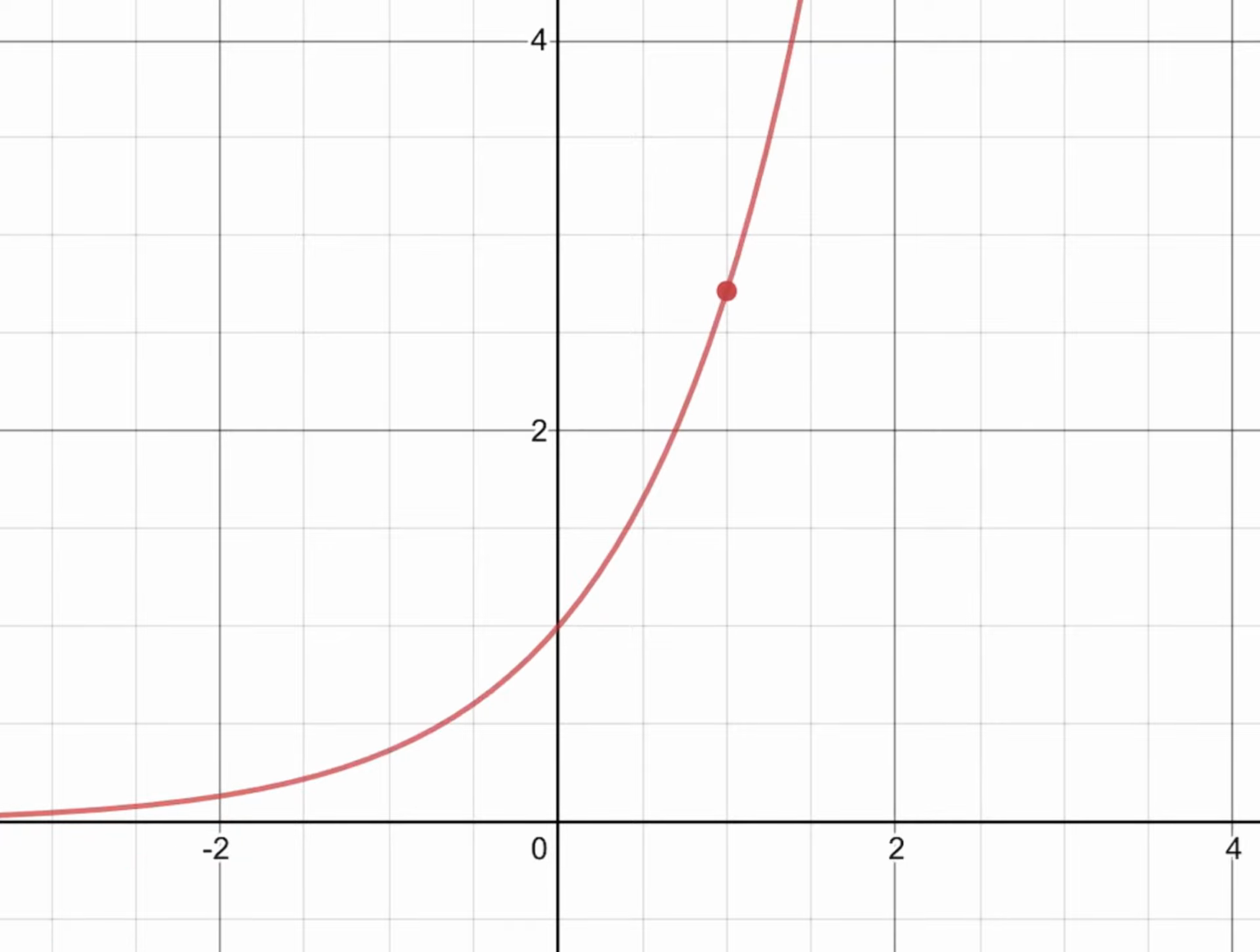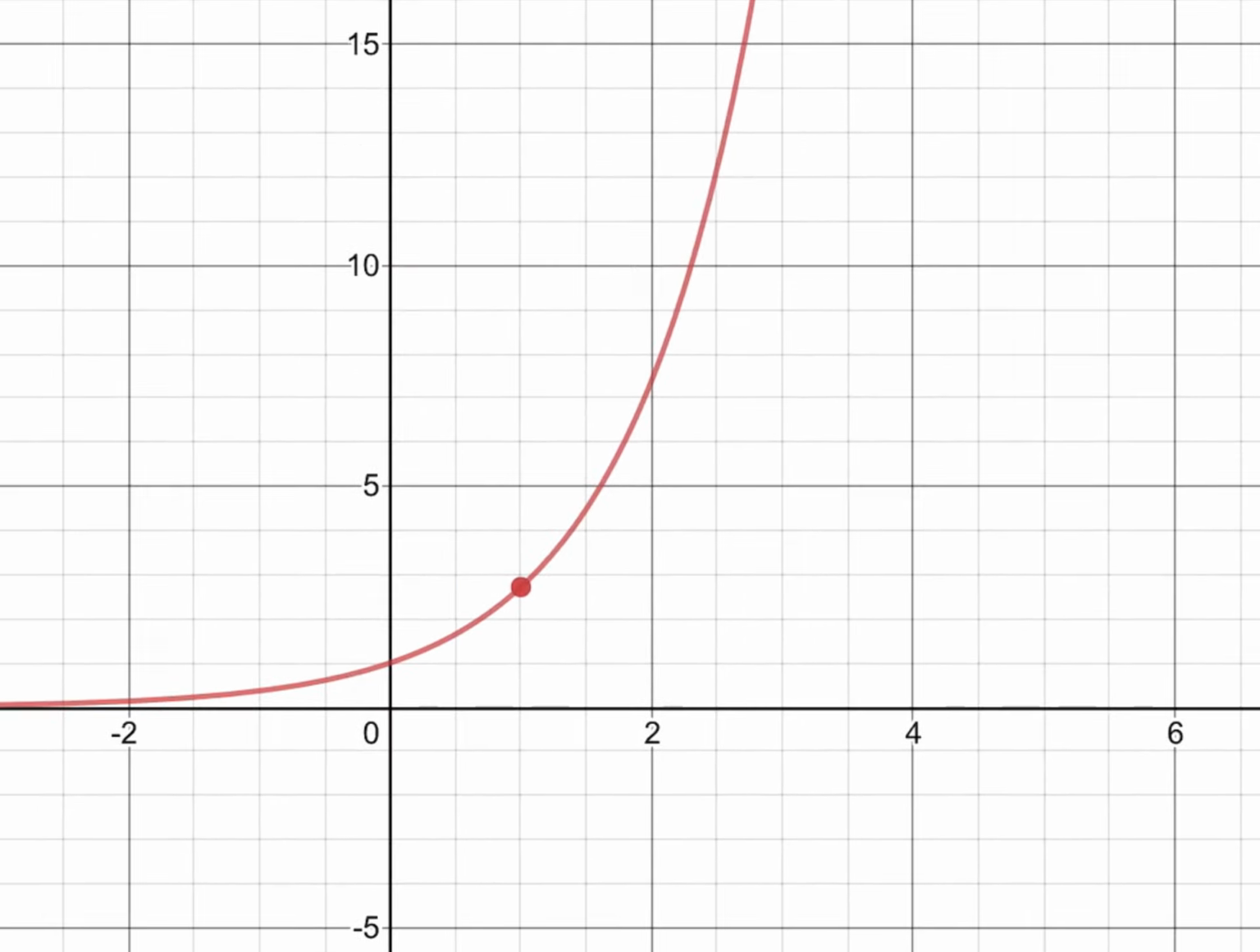Let's focus on when x is 1. Let me change my scale here slightly. And the point would be (1, e) in this case, because the red graph is e to the x. If I were to say, give me a 0th degree polynomial that best matches this non-polynomial, this red exponential curve, at the point (1, e), that would be the horizontal line y equals e.